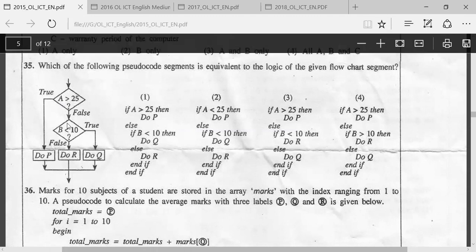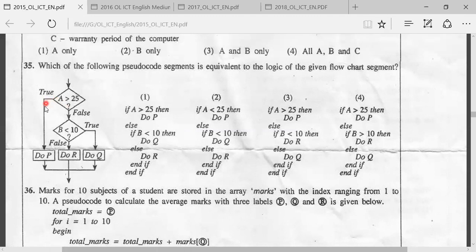Then if it is true, there's an output, do P. If it is false, we are checking another condition. If it is true, do Q. If it is false, do R. So in this case, this is the initial condition. This is the next condition. So after the initial one, we will have the next condition.